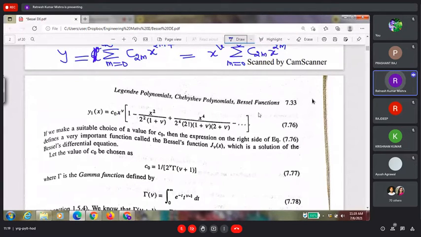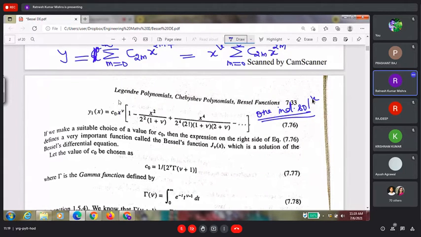So this is the one independent solution. And what we do here is make a suitable choice of a value of C naught. That is, we have to select a suitable value of C naught.